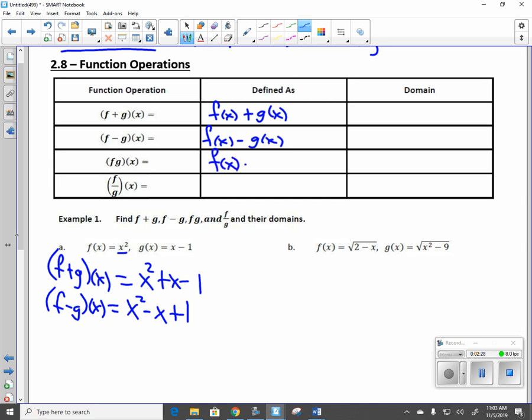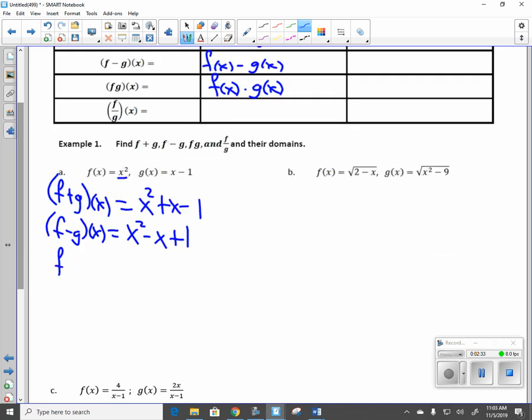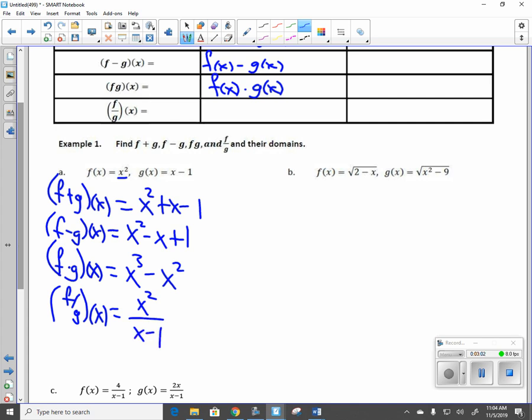When you multiply, take f of x times g of x. F of x is x squared. G of x is x minus 1. Multiplying, we get x cubed minus x squared. And if you divide them, f divided by g of x, you get f of x, which is x squared, divided by x minus 1.